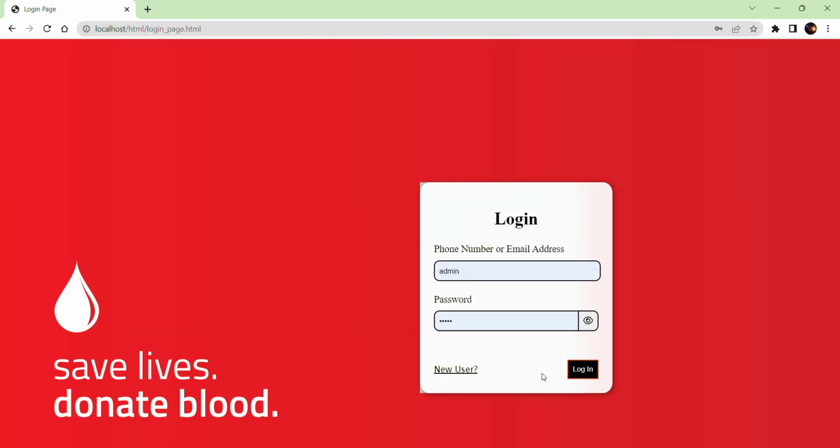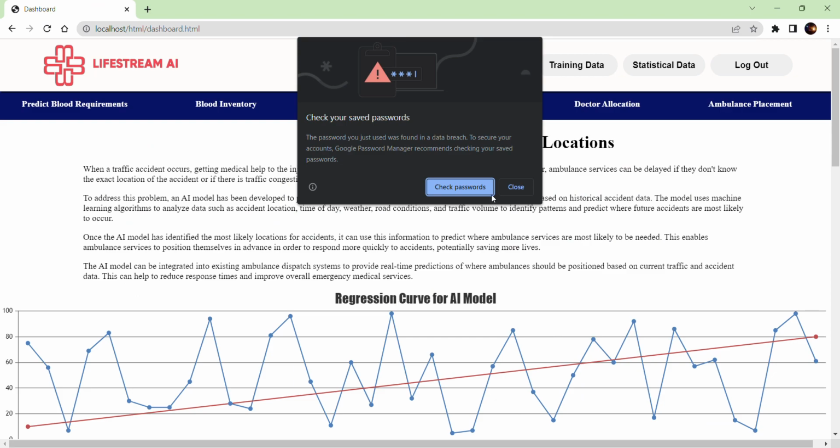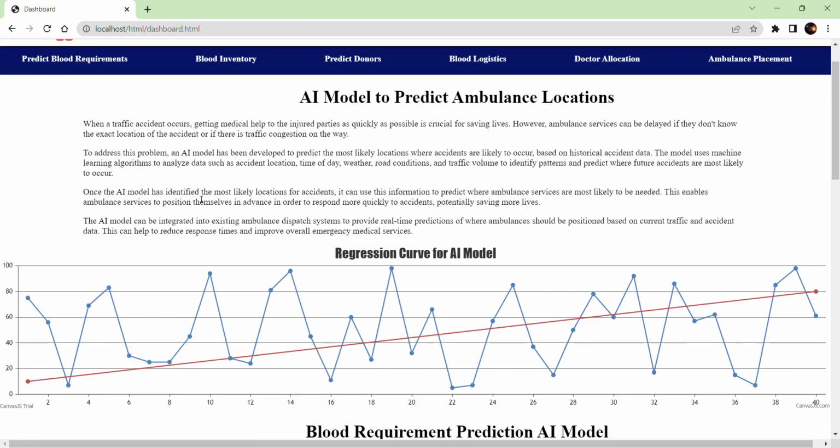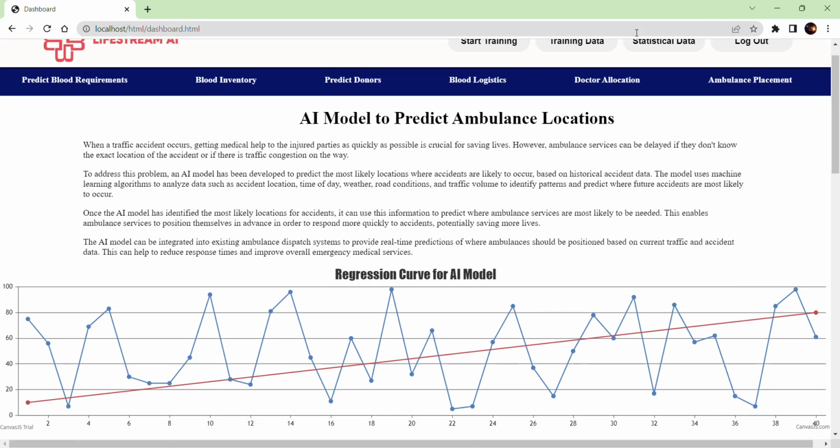I'll log in as an admin. We have four kind of login access in this system. That is admin, user, doctor, and the ambulance. Okay, so this is our home page, or basically we can say it's the statistic data page.